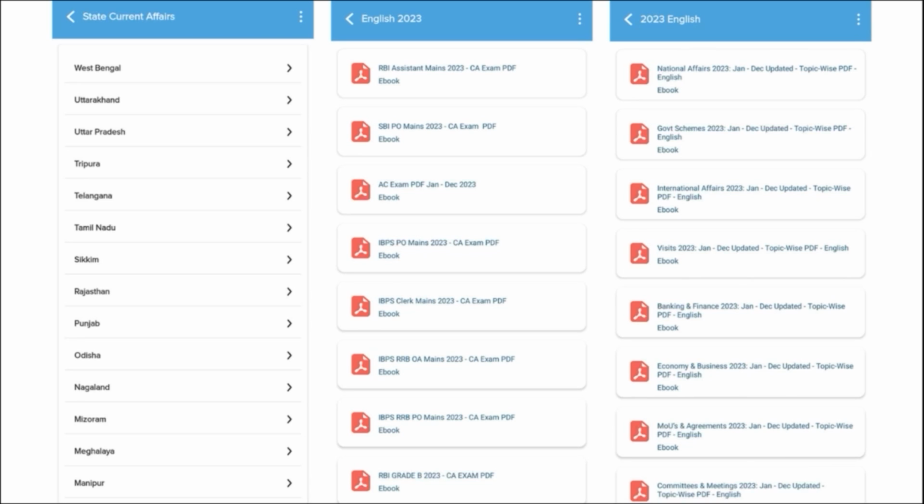Then the students who are preparing for state exams will also benefit here, as we provide state-wise current affairs for them. Apart from this, we also cover topic-wise current affairs such as national affairs, government schemes, international affairs, banking and finance, economy and businesses, as these are the topics from which the examiner definitely asks questions, and these are covered on a monthly basis.